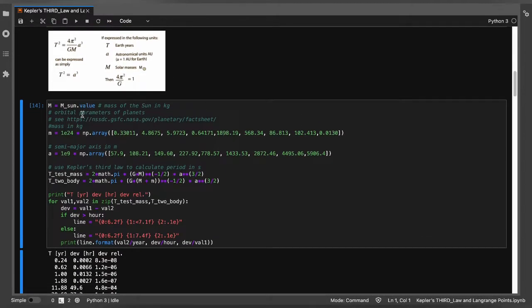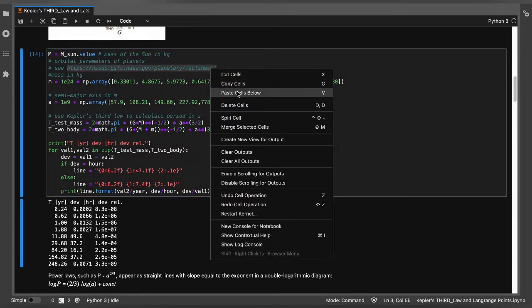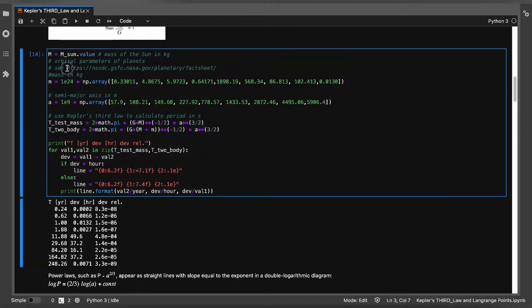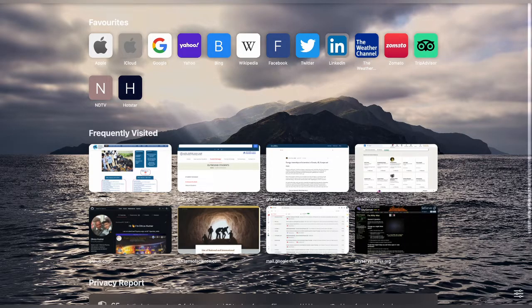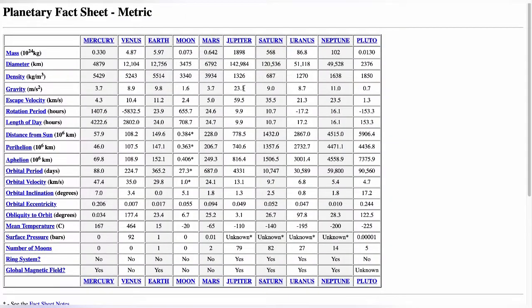So first we are going to define the mass, which is the mass of the Earth. We have taken it in kilograms. Then the orbital parameters of the planets, so we are going to get it from this website. So you just have to copy and paste it. So I am going to copy this link, and will open a new folder so that you can see how we are going to collect the data from here.